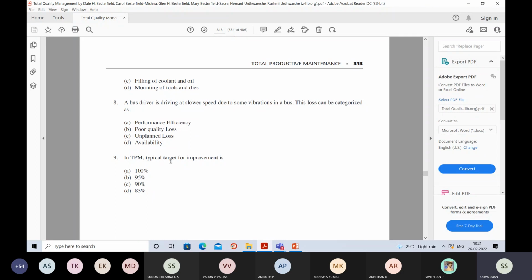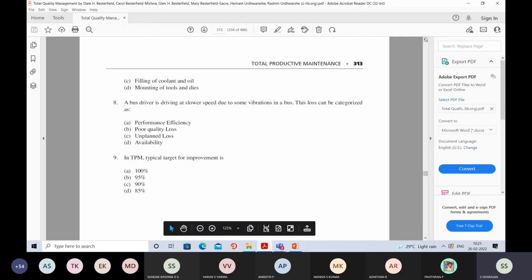And in TPM, the typical target for improvement is 85%. I think some textbooks give 90%. You can have 85, but it's not 100%, because you know very well that the OEE cannot be 100%. That would mean the machine 100% available, no speed losses, rate of quality 100%. These are all very ideal situations. So, the typical target for improvement is 85%.